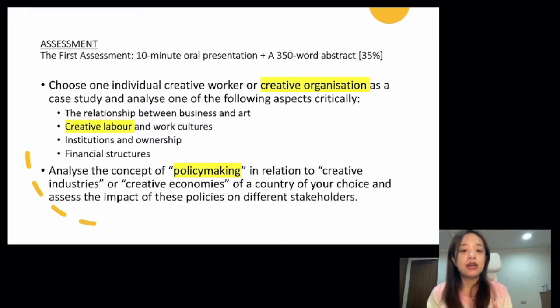You can define which creative worker or which organization you would like to talk about, and what aspect of the relationship between business and art, or what aspect of the work cultures, for example, you would like to look at, so that you will come up with a more concrete idea about what you'll be focusing on for the first assessment.